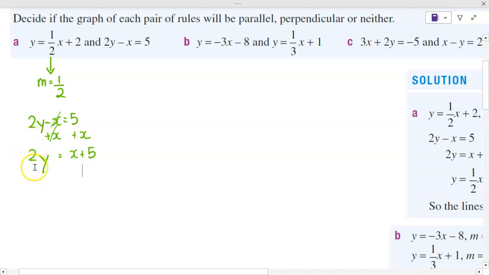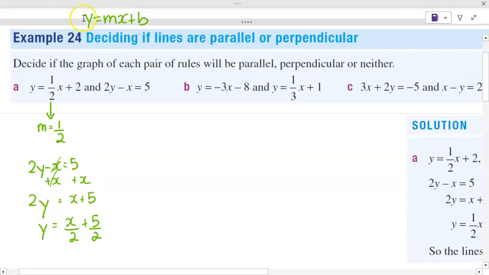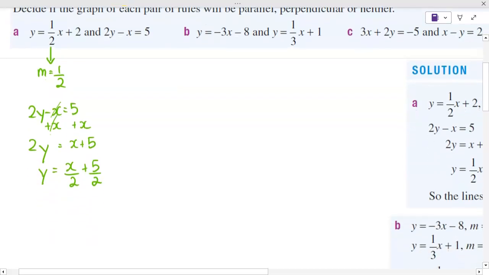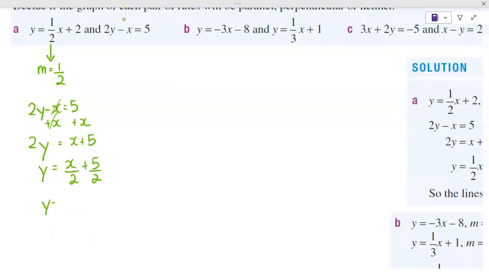And now I have to get rid of this 2. So if I divide by 2 on this side, my 2 will be divided by 2 and I'll get 1. And if I divide each term over here by 2, I'll get my equation, which is in the form of y equals mx plus b, and I can read off my gradient. So what this is actually telling me is y equals 1/2 x plus 5 over 2.